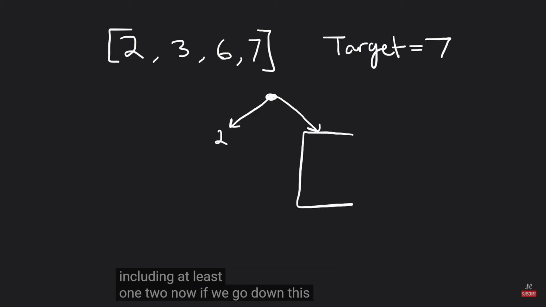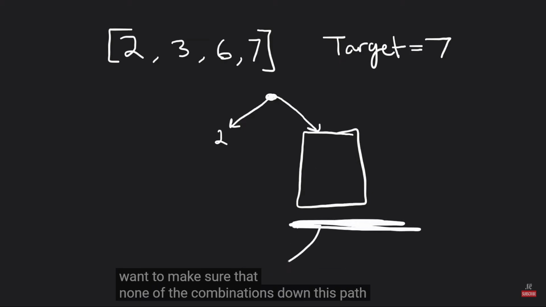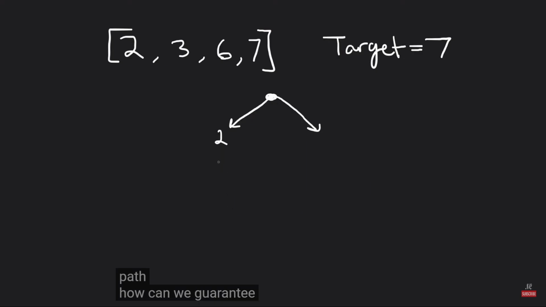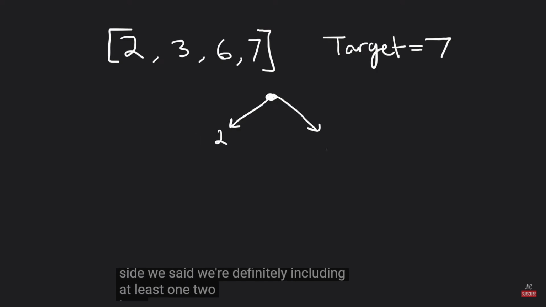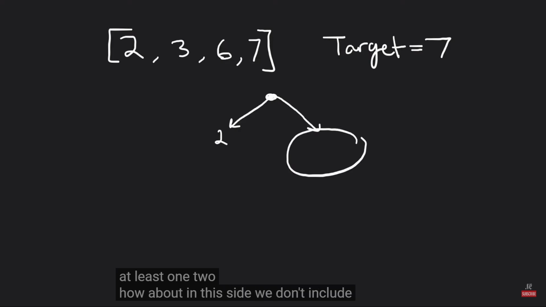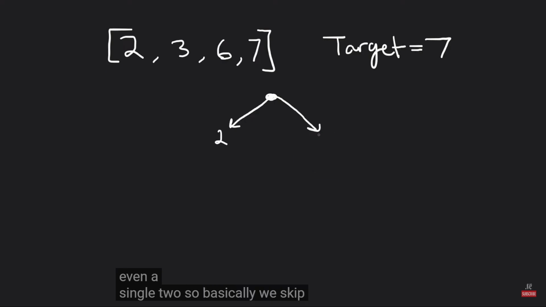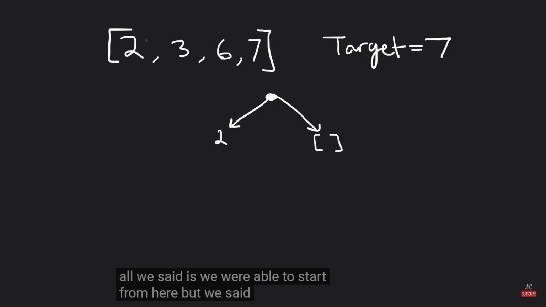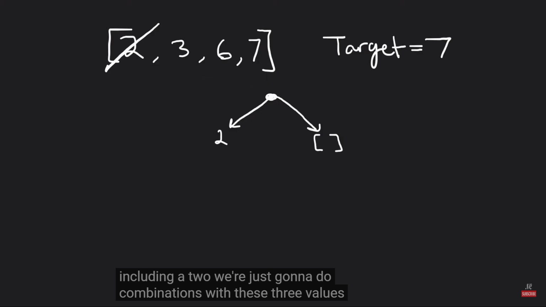Now, if we go down this path, we want to make sure that none of the combinations down this path ever match the combinations down this path. How can we guarantee that? Well, on this side, we said we're definitely including at least one 2. How about on this side, where we don't include even a single 2? So basically, we skip 2. So here we're going to have an empty array because we skipped the 2. All we said is we were able to start from here, but we said no, we're just not including a 2. We're just going to do combinations with these 3 values.